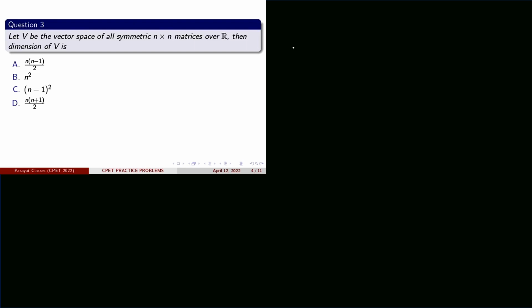Given that V is the vector space of all symmetric n cross n matrices, what is the dimension of V? Here the direct formula is present, that is the summation of n. So we know that the summation of n is equal to n into n plus 1, whole divided by 2. So our option D is correct. This is the direct formula.